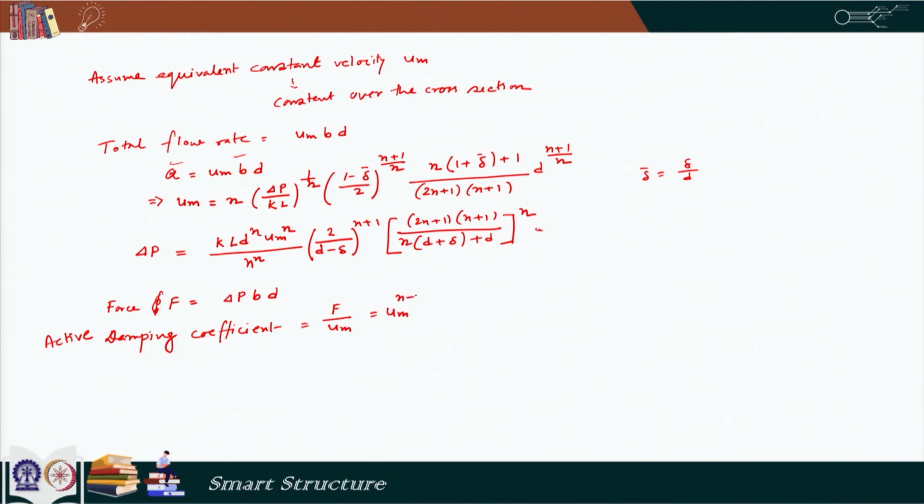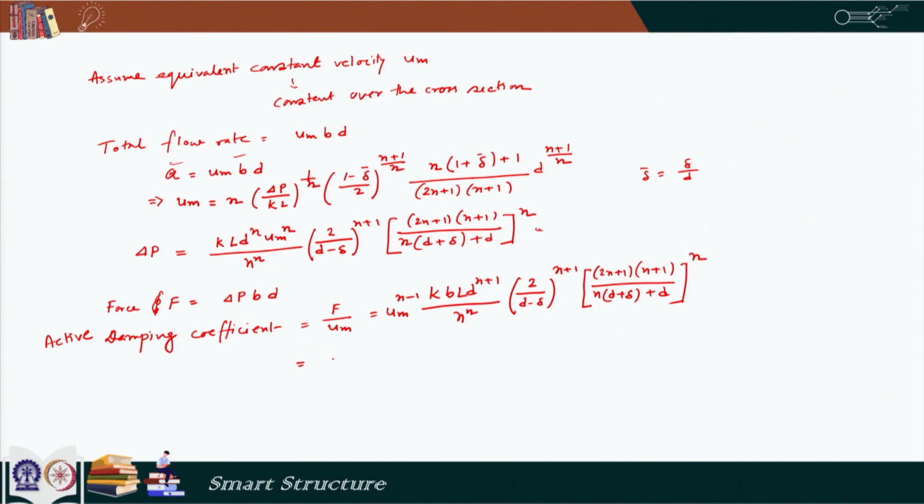So, F by um finally comes out to be um to the power n minus 1 multiplied by k b l d to the power n plus 1 divided by n to the power n, multiplied by 2 by d minus delta to the power n plus 1, multiplied by 2n plus 1 multiplied by n plus 1 by n into d plus delta by d, and we have to the power n.